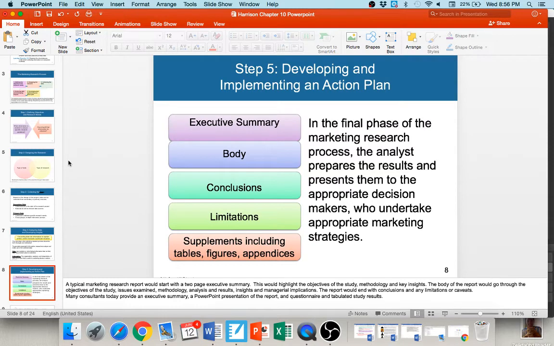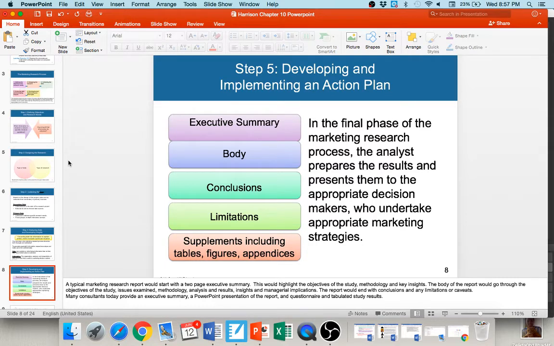Okay, and finally, our last step in the marketing research process is to develop and implement an action plan based on everything that you put together. So there's usually a typical way that this looks. Usually, as you're pitching your idea or you're putting the rubber to the road and actually making a plan, a marketing research report would start with a two-page executive summary. It's not always two pages, but usually an executive summary to start out. This executive summary usually highlights the methodology and key insights of the research and the objectives of the study.